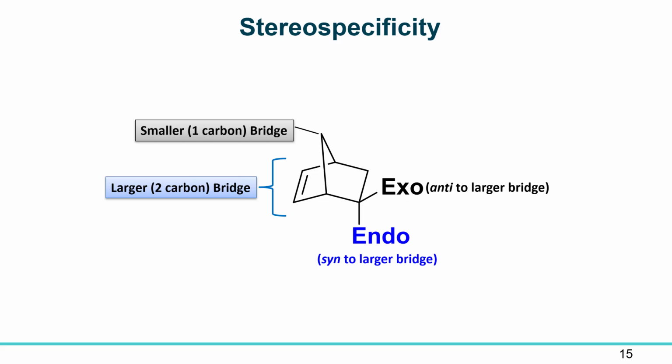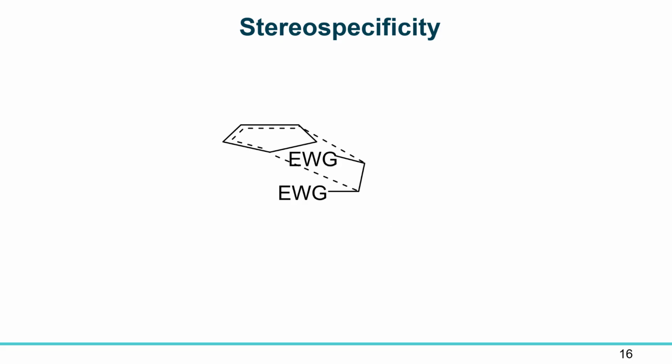In this example, there is a larger 2-carbon bridge below a smaller 1-carbon bridge above. So the endo substituent would be oriented relatively below, and the exo substituent would be oriented relatively above. Generally, the endo product is favored, often so much that it is the only product observed. This is because in the cyclic transition state, there can be a favorable interaction which occurs between the electron withdrawing groups and the newly developing bonds.